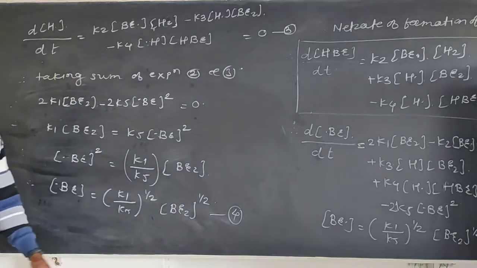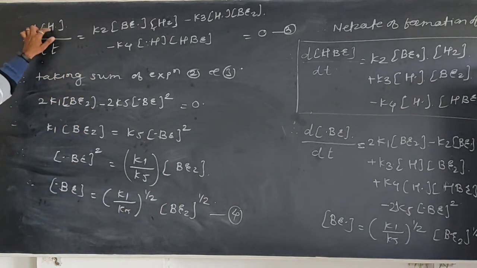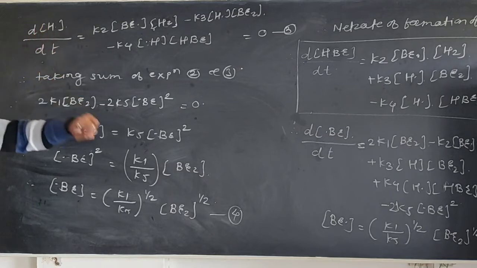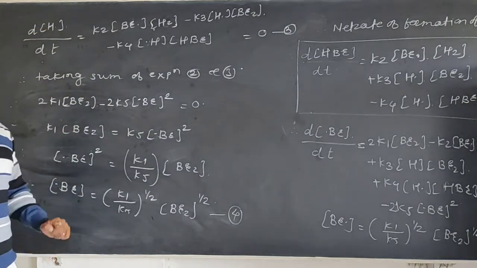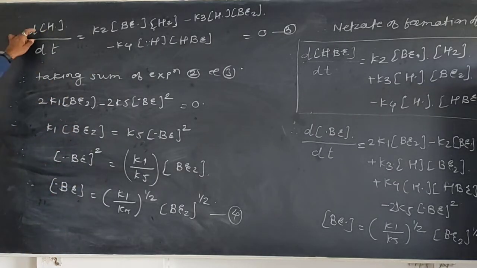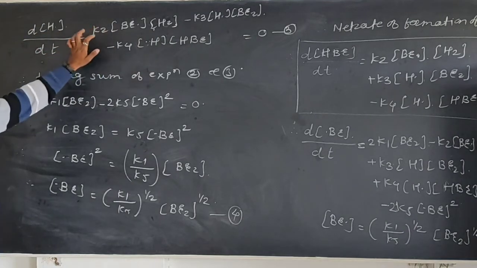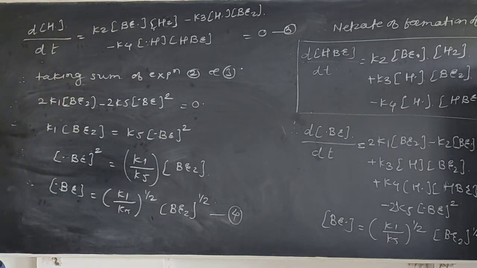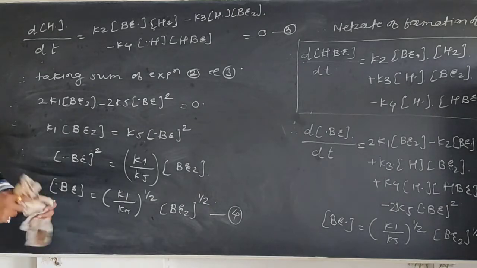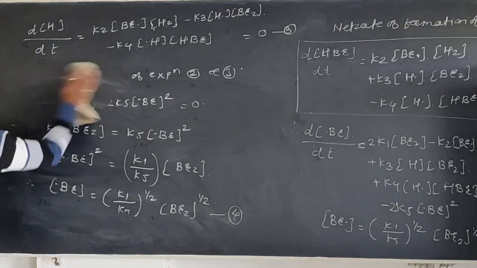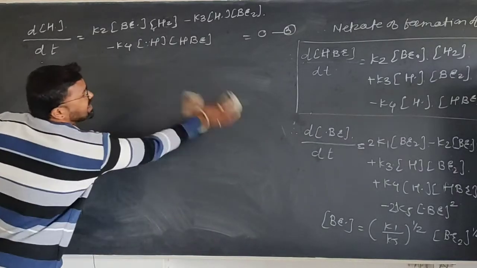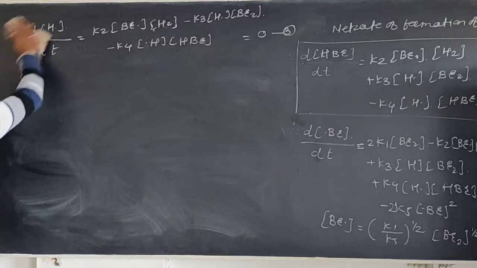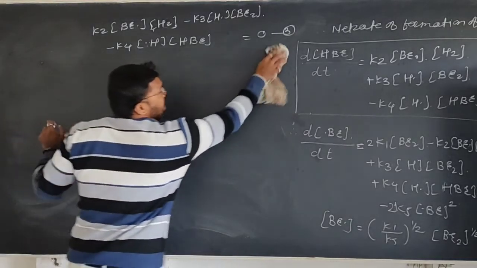Now one term remains: you have to find the concentration of hydrogen radical. To find it, use equation number 3 as it is, because according to the steady state approximation, the net rate of formation of hydrogen radical is equal to 0. So use this expression to find the net rate of hydrogen radical. I write it as it is; here there is no other use of this, only equal to 0.